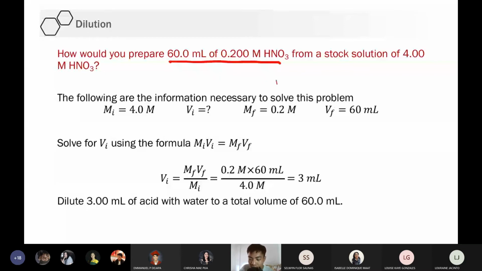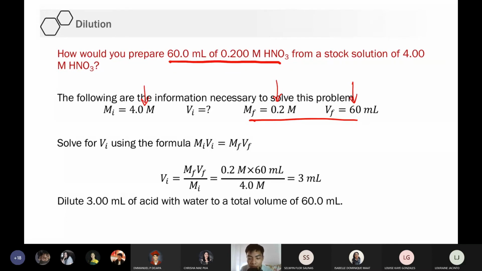Kaya ayan, nilagay ko na dyan. Final molarity, 0.2. Final volume, 60 ml. Ano yung original ko na solution? So I have 4 molar of nitric acid. Pero ang tanong, gaano karaming nitric acid ang needed ko para same siya ng moles as to our final solution?